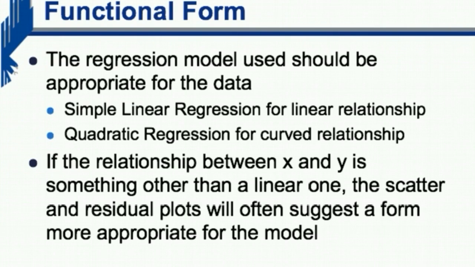So if the relationship between x and y is not linear, aside from the scatter plot, we can also see that in the residual plot. The residual plot will also show us if the assumption for the correct functional form is violated.